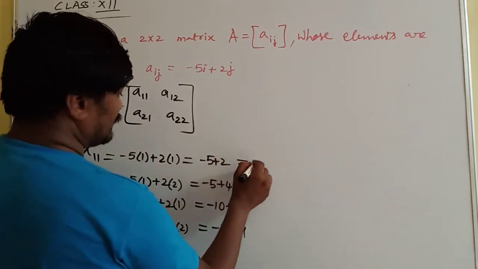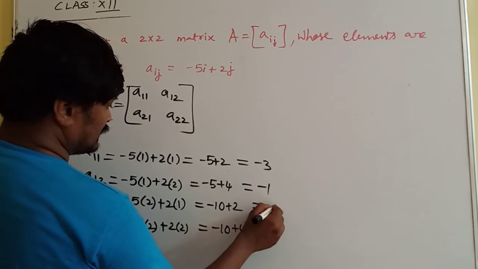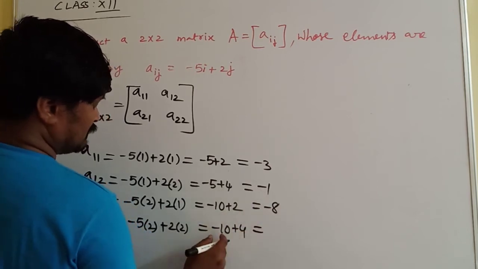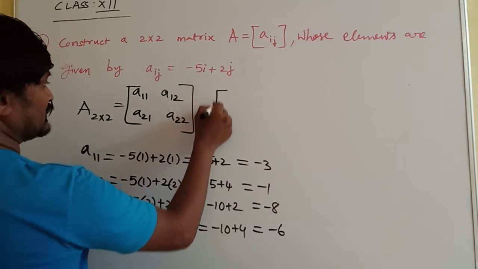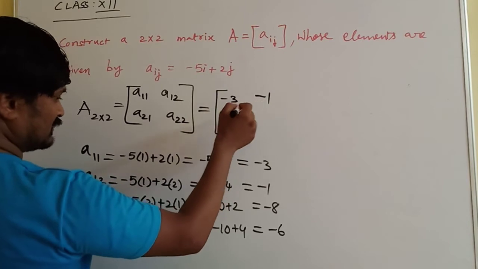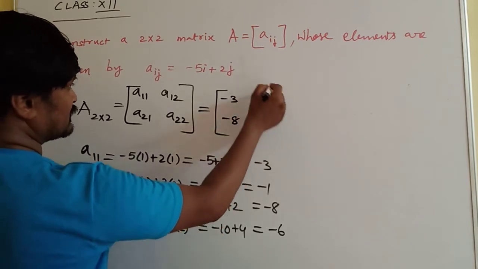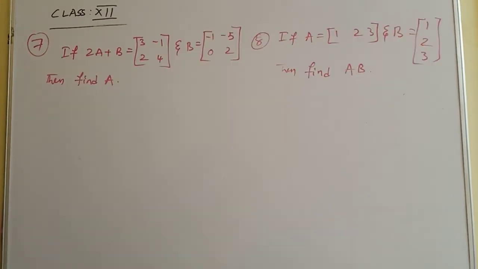So let me simplify. Minus 3, minus 1, minus 8, minus 10 plus 4 is minus 6. You got all the elements, just substitute here. That is your required answer. What are those? Minus 3, minus 1, minus 8, minus 6. That's all about your sixth question. So let's move on to the seventh problem.